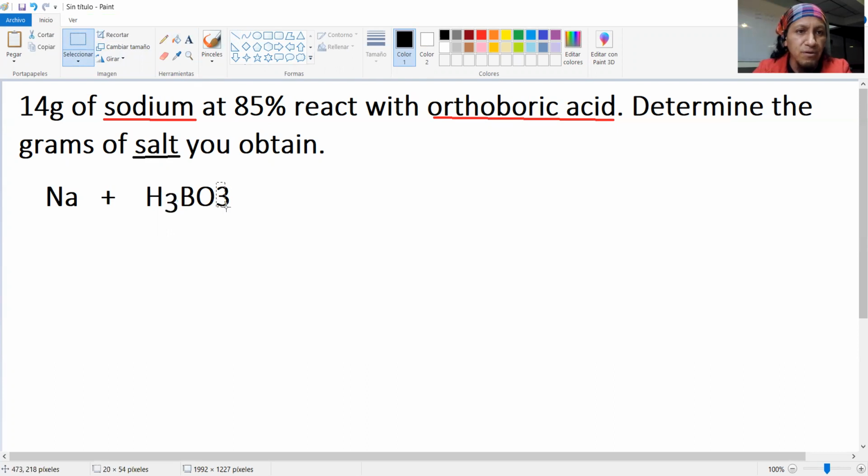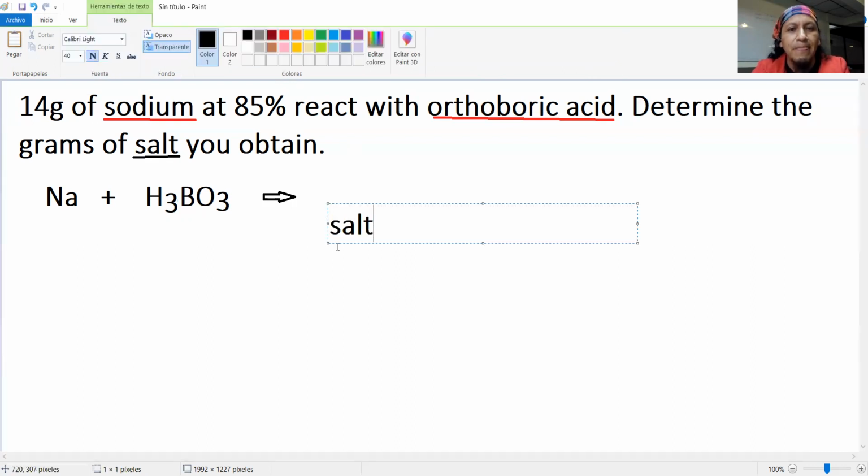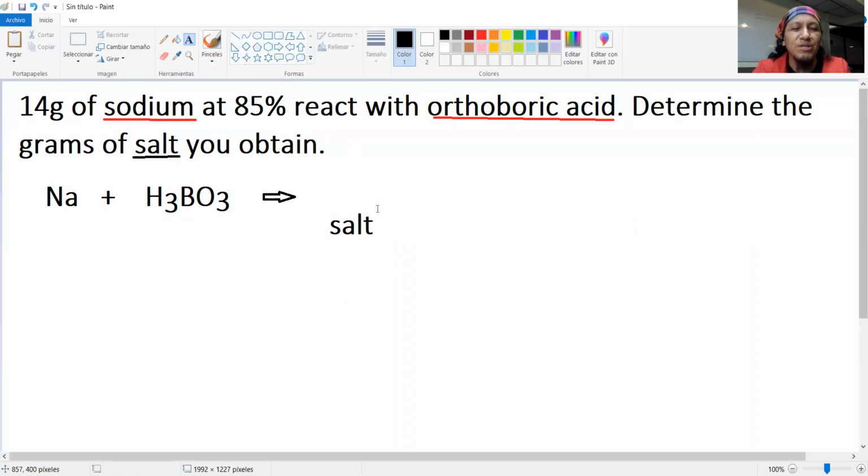And if you don't remember, or if you have mastered the art of practicing with chemical nomenclature, then you will know that orthoboric acid has valence number 3 with 3 molecules of water. Anyway, in the product, it says that you're going to have a salt. It says you create the salt. Well, so let's try to think about that.